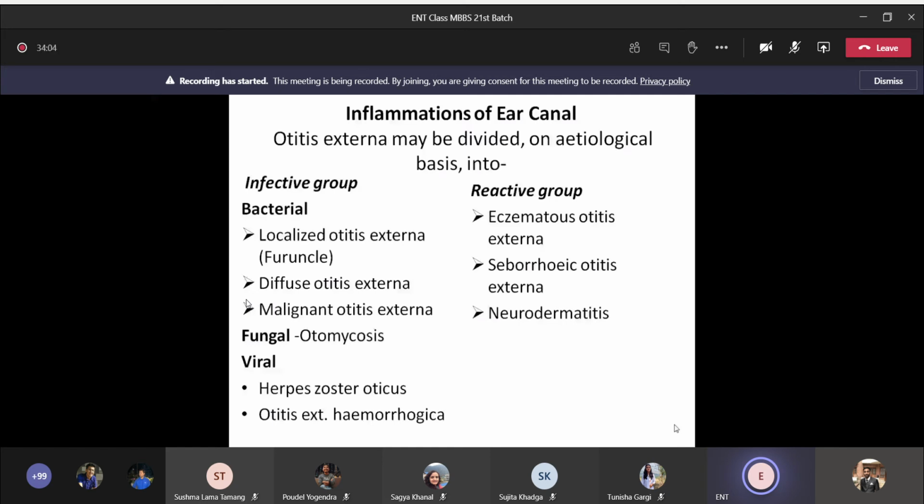So this is very important. Fungal, otomycosis. Otomycosis again is a short note. And then we have viral, herpes zoster oticus, again a short note, and otitis externa hemorrhagica. So this is very, very important. And on the reactive side, we have eczematous otitis externa, seborrheic otitis externa, and neurodermatitis.